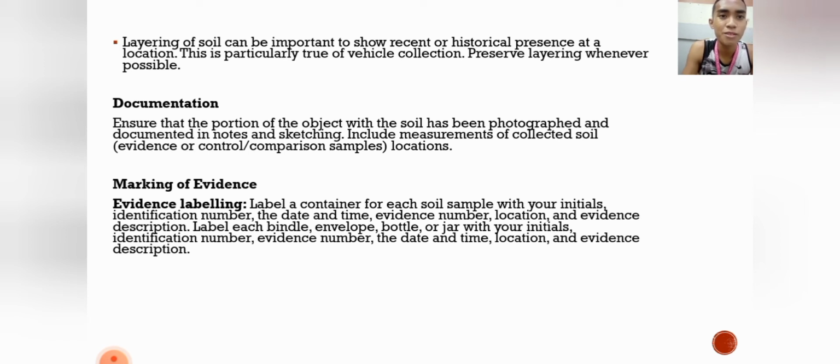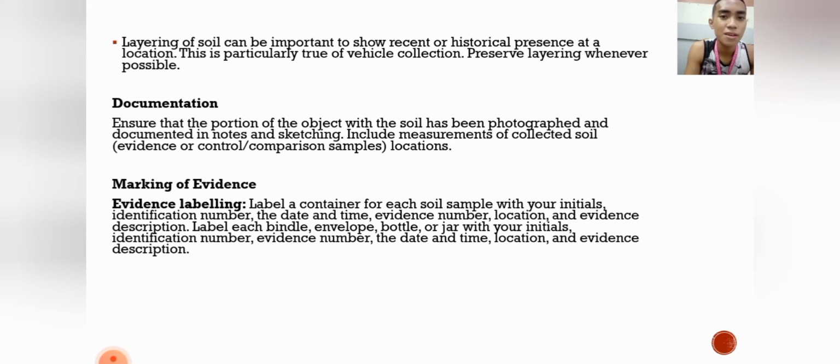Layering of soil can be important to show a recent or historical presence at the location. This is particularly true of vehicle collection, and conserve layering whenever possible. So we need to preserve the layering and documentation. Ensure that the portion of the object with the soil has been photographed and documented in the notes and sketching, which includes measurements of collected soil and locations. So first, photograph, document, and sketch the evidence and comparison samples, and mark the evidence.